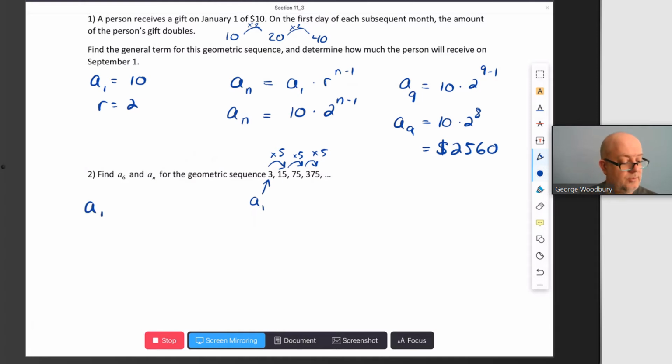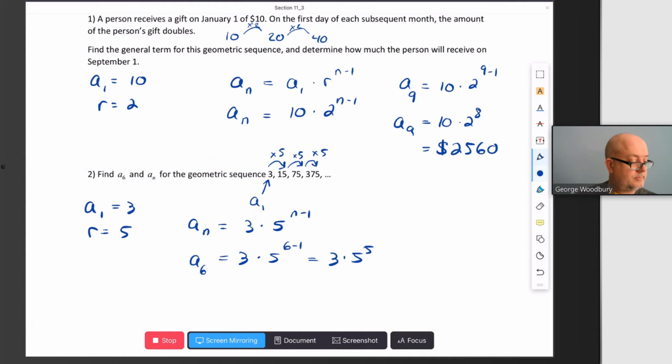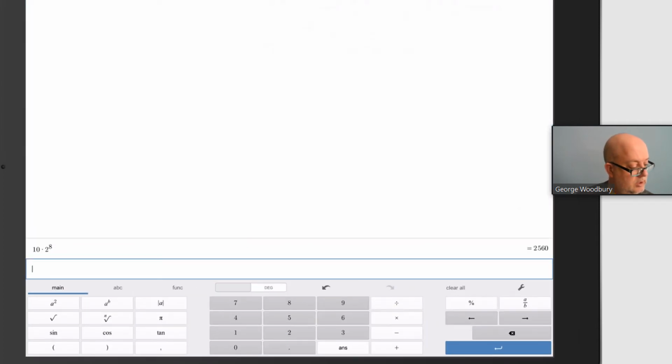We know that a sub 1 is equal to 3, and we know that r is equal to 5. So first, the general term, a sub n equals the first term, 3, times the ratio, 5, raised to the n minus 1 power. And a sub 6 would equal 3 times 5 to the 6 minus 1 power, or 3 times 5 to the 5th power. 3 times 5 raised to the 5th power, that's 9,375.